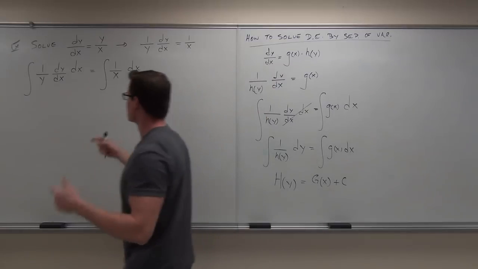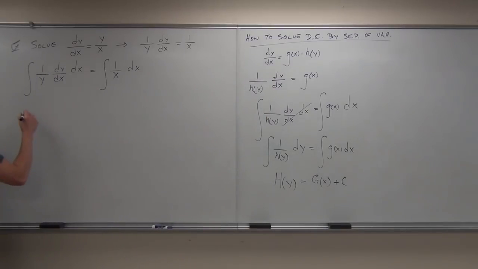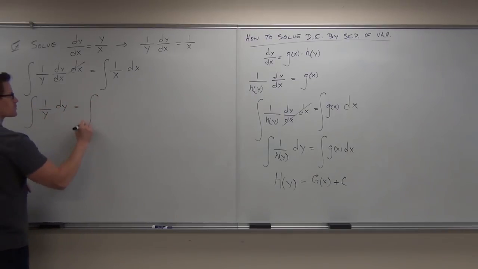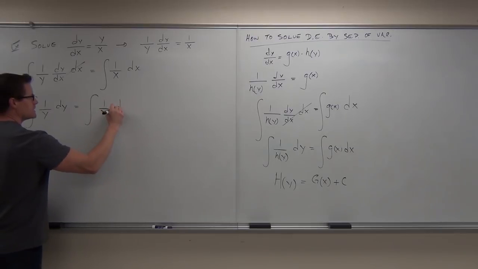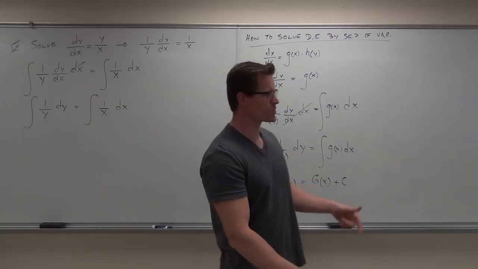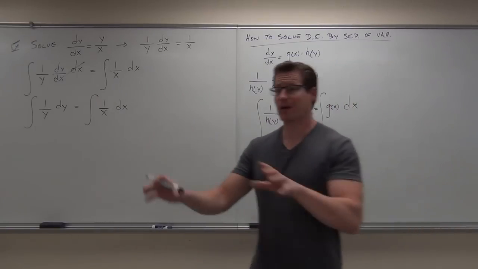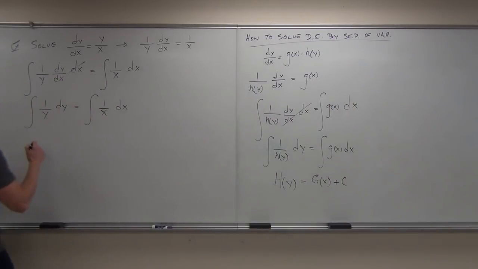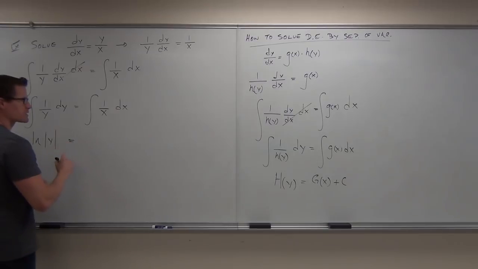So what happens on the left-hand side? What are we going to have? dx is canceled. So we're going to have the integral of 1 over y dy. We're going to have the integral of 1 over x dx. Oh, this is interesting. 1 over y dy, 1 over x dx. Do we know how to do those integrals? Okay, everybody, what's the integral of 1 over y dy? Of what? Perfect. And what's the integral of 1 over x dx?